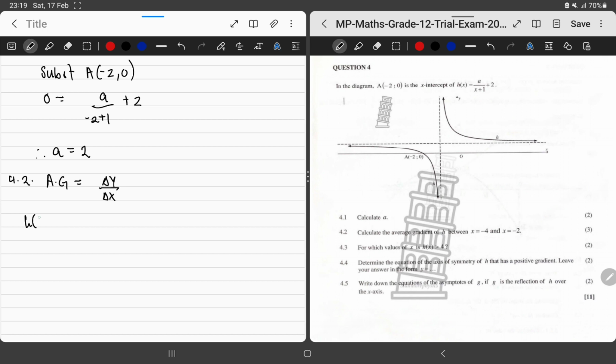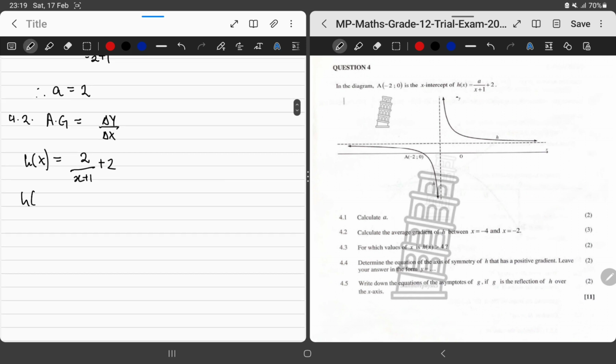We will use h(x) equals 2 over x plus 1, plus 2. We want to know what the value of y is when x is equal to -4, and also when x is equal to -2. So we're just going to say 2 over -4 plus 1, plus 2. I am getting 4 over 3. Well, I can see that when the value of x is -2, y should be equal to 0.